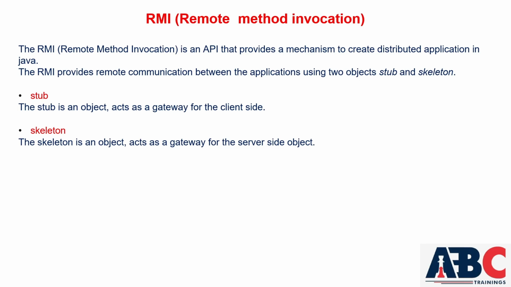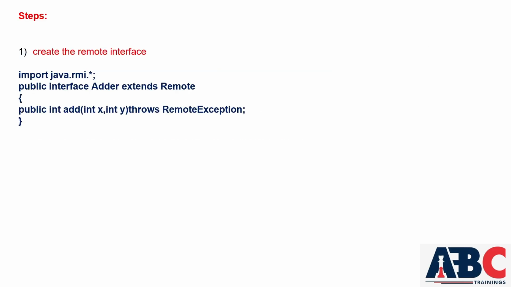First, RMI is an API that provides the mechanisms to create a distributed application in Java. RMI provides remote communication between applications using two objects: stub and skeleton. The stub is an object that acts as a gateway for the client side, and the skeleton is an object that acts as a gateway for the server side object.